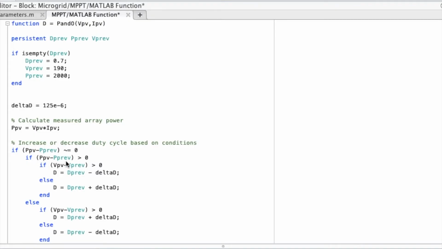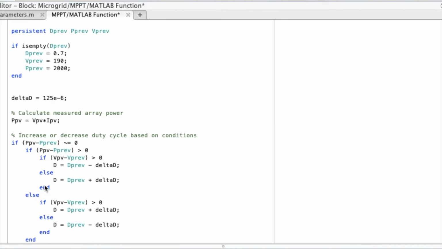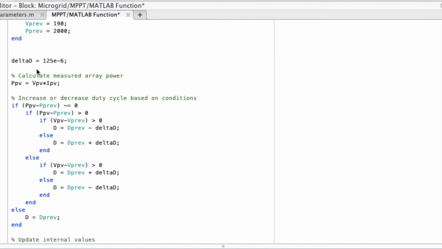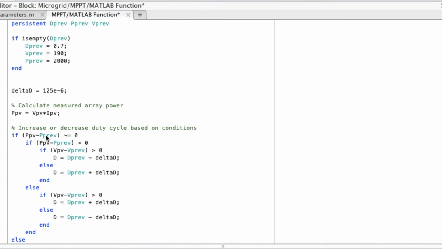Yeah, so if the delta P is greater than zero, you have to check if delta V is also greater than zero, and then based on that you would decrease the duty cycle. However, if that's not the case, you would increase the duty cycle, and the same thing happens for the other side of the flowchart which we explained. And as you can see here, after this if statement, you will have to update your previous values. So for the second iteration, your P previous, V previous and D previous values would be your first iteration's PPV, VPV and D.